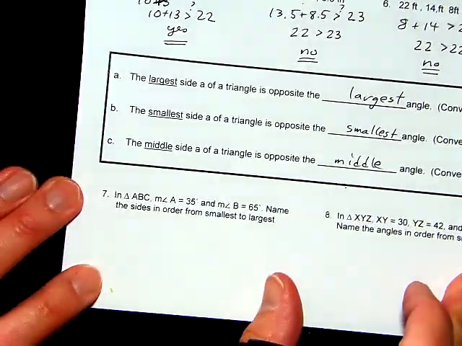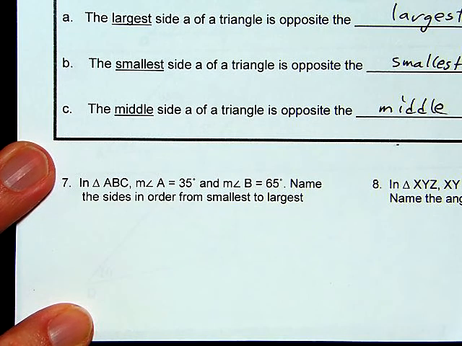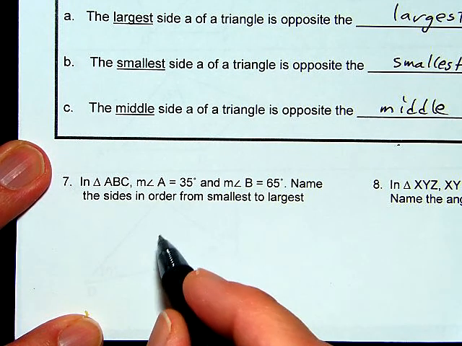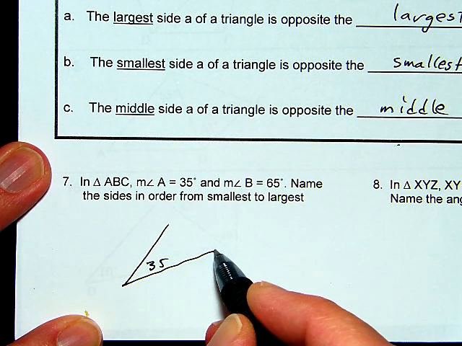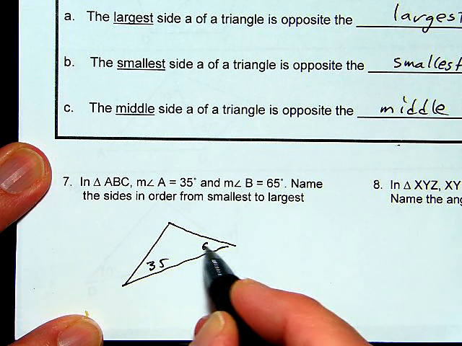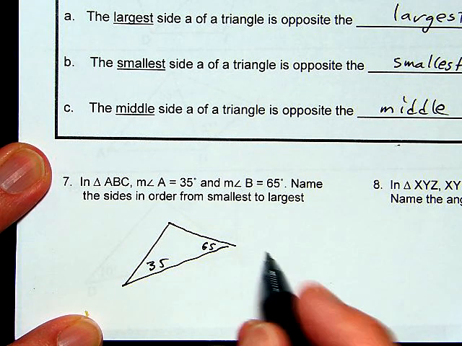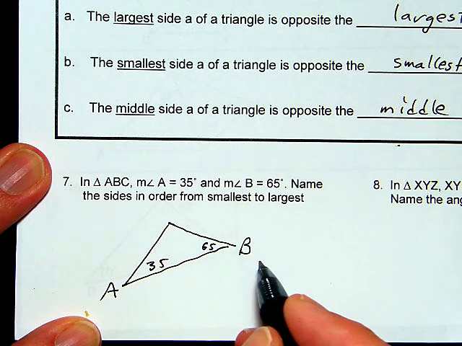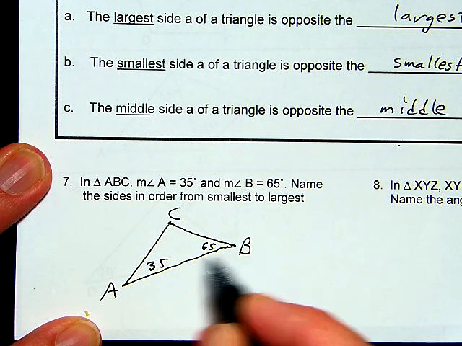So let's go ahead and use some of these relationships to look at a couple of problems. So this is a word problem, and we're given in triangle ABC, the measure of angle A is equal to 35 degrees, and the measure of angle B equals 65 degrees. Now, I'm not going to really draw it to scale, because it's sometimes just hard to draw things perfectly to scale. But this is triangle ABC. A is 35 degrees. B is 65 degrees. That means that this other remaining vertex must be C. So this is our triangle ABC.